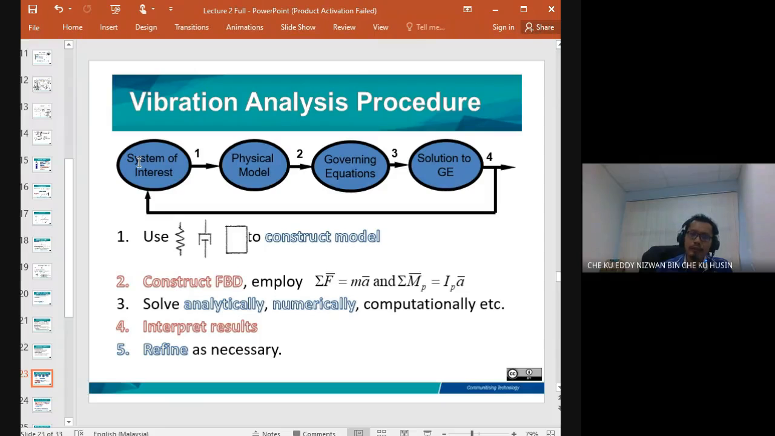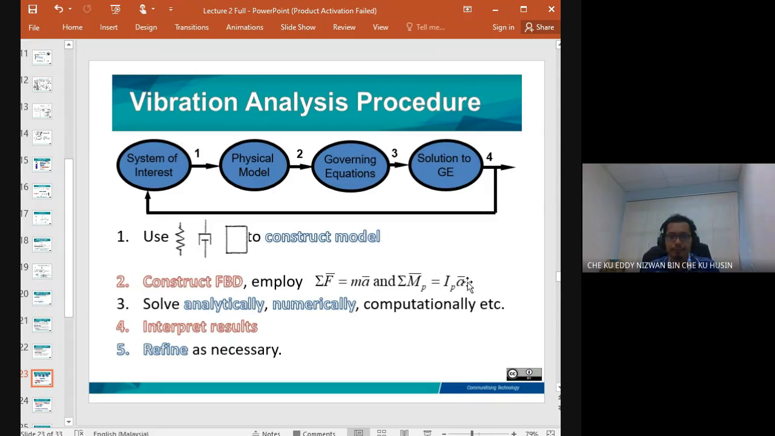Okay, so governing equation, so total force, and then you identify all the forces. Force comes from the spring, force comes from the damper, force comes from the mass or inertia. Based on this relationship, F equal to ma, or for the rotational, we consider the moment.